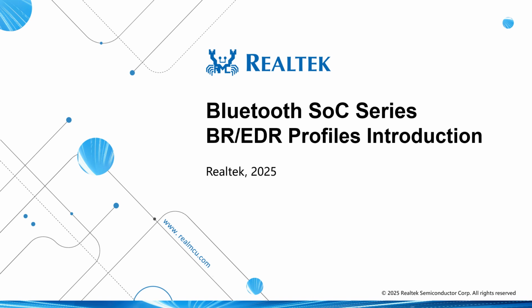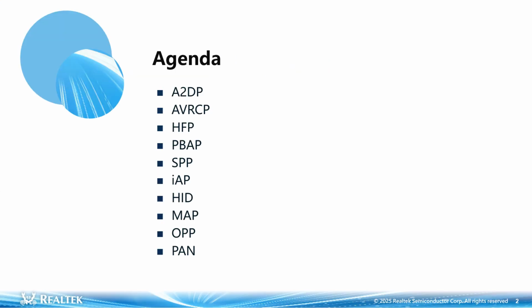The main purpose of this document is to introduce the commonly used profiles in BR/EDR Bluetooth and their usage in the Realtek SDK. This document will sequentially introduce the following profiles: A2DP, AVRCP, HFP, PBAP, SPP, IAP, HID, MAP, OPP, PAN. This report mainly focuses on introductory content. For the technical details, you can refer to the SDK online documentation for more information.